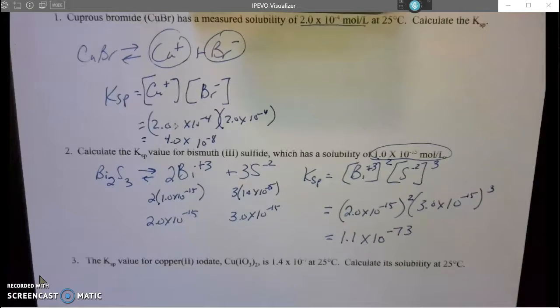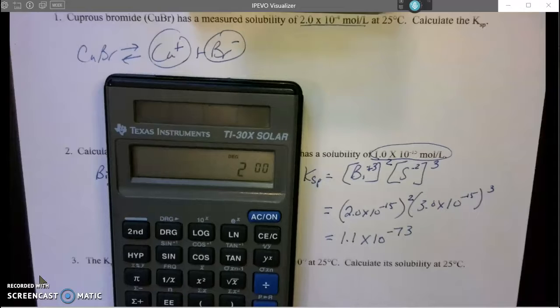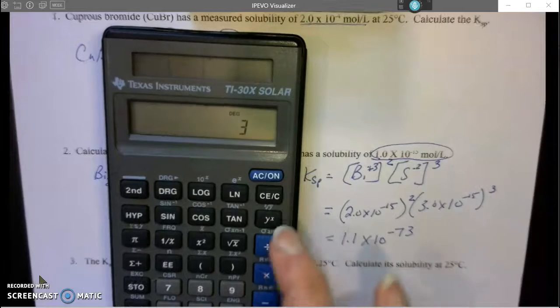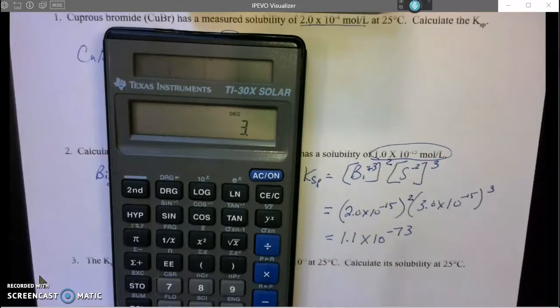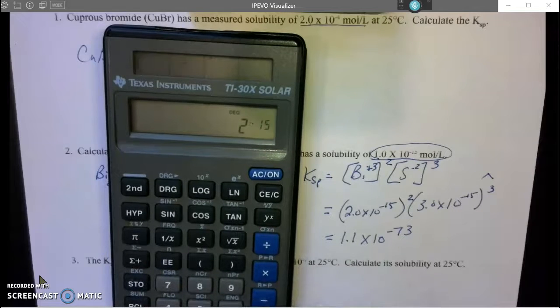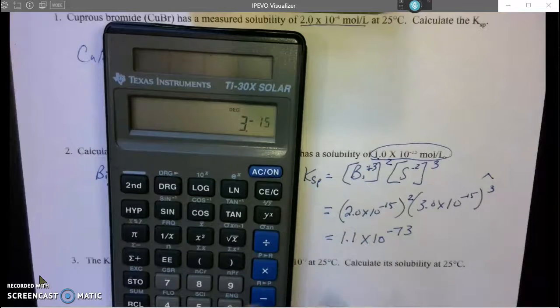So when you calculate all of that in your calculator, you're going to get 1.1 times 10 to the negative 73. And again, if you want to see how that calculates, 2 EE 15 negative, you can use your squared button for that one, and then times 3. I'm going to use my y to the x. Your calculator may have the caret key, so you may see this button. Third. Alright, I don't know what I did there, but 2 EE 15 negative squared times 3 EE 15 negative y to the x cubed. And you'll see I got 1.01, but I'm doing 2 sig figs, so 1.1 times 10 to the negative 73rd.